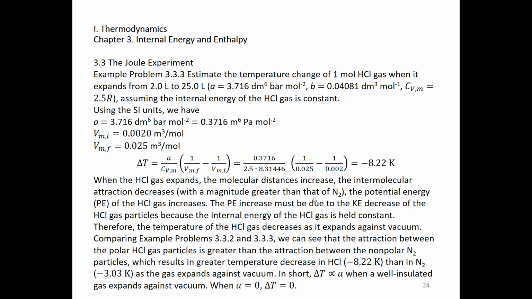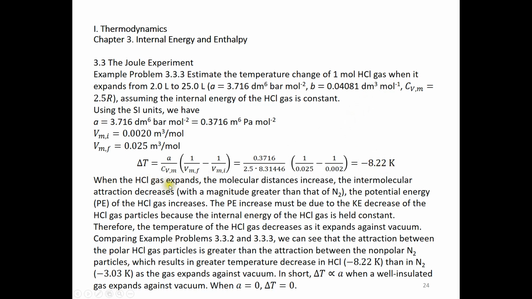Now another numerical example. This time we just replace nitrogen with HCl. That's the only change. We still have the gas expanding against vacuum from 2 liters to 25 liters. We will still use the same equation, but this time we have a larger A. Just by looking at this, if we have a larger A, we'll have a larger delta T. And it's true. When we do the calculation, we see the temperature decrease is now negative 8 Kelvin for HCl.